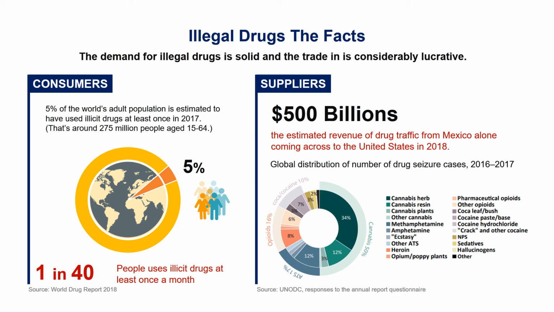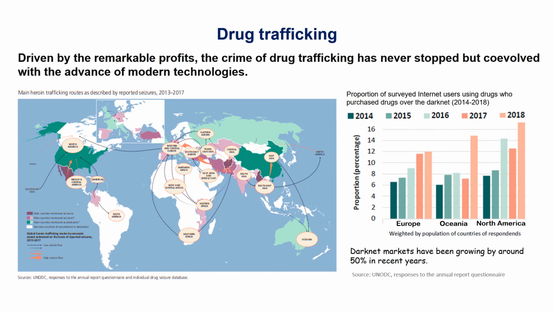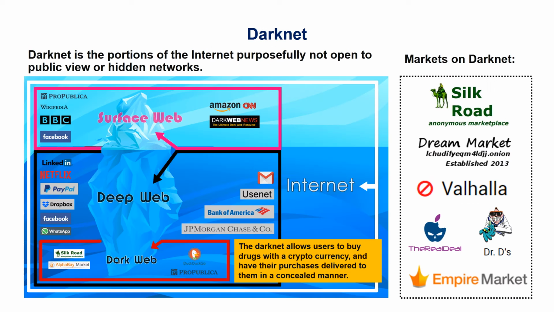This year, the demand for illegal drugs such as heroin and fentanyl is really solid. It is reported that the estimated revenue of drug traffic from Mexico across to the United States reached about $500 billion in 2018. Driven by the remarkable profits, the crime of drug trafficking co-evolved with the advance of modern technologies.